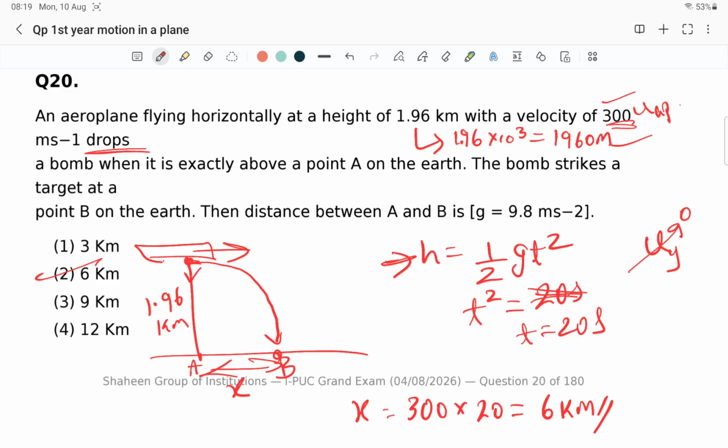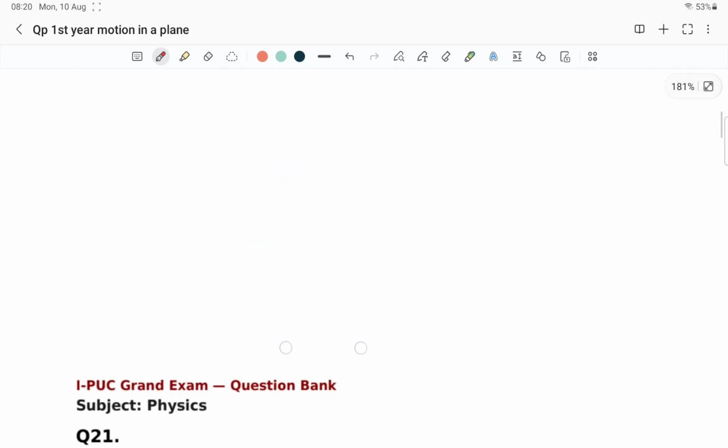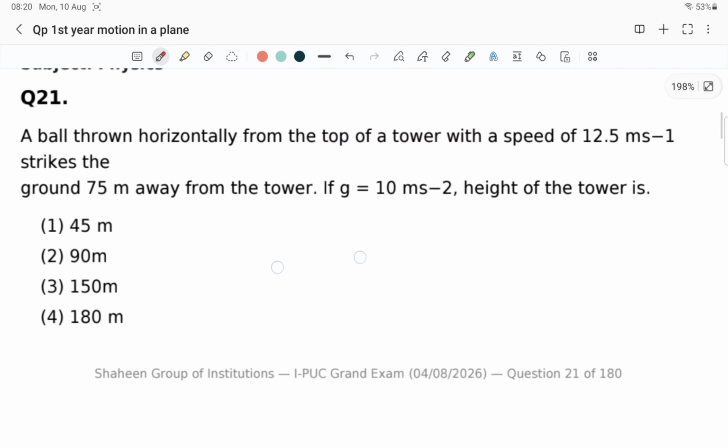Simple logic. H is equal to half gt square was used, and time was found out. Then horizontal range, x is equal to ux into t, we used to do. Here it is u into t, because we are projecting it horizontally. I hope this is clear. Let's move on to question number 21.